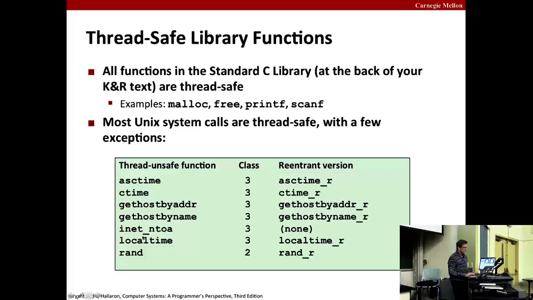The only exception that I know about is inet_ntoa, which is an obsolete network function for converting binary network addresses to human-readable ASCII addresses. But this has been obsoleted by other calls, so I guess they just never bothered to create a reentrant version for it because there are alternatives to using that.